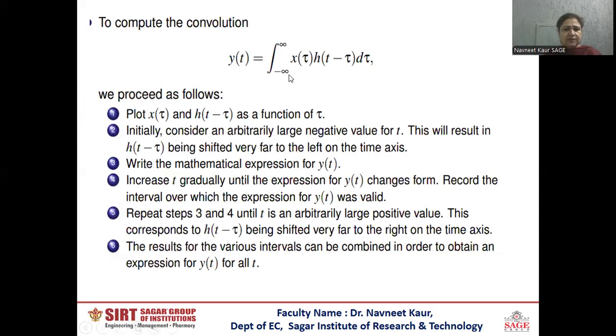Now, this is the formula. Here we can solve any numerical for continuous time signal using the same concept as that we had solved in the discrete time signal. We will plot x tau and ht minus tau for different values of tau. We will form the shifted signal, and then we can find the result of the convolution.